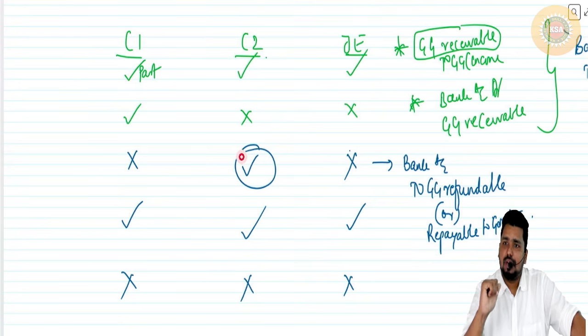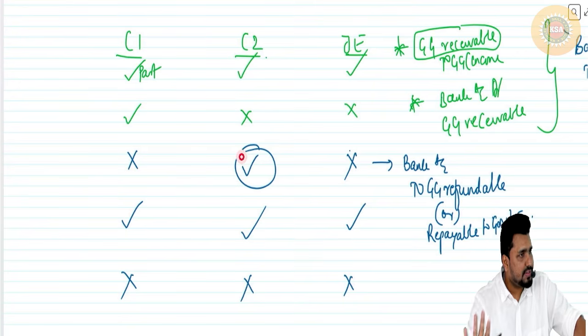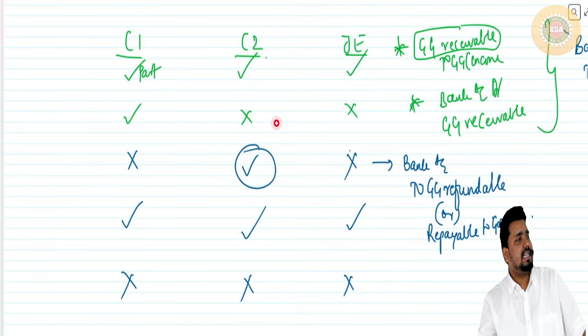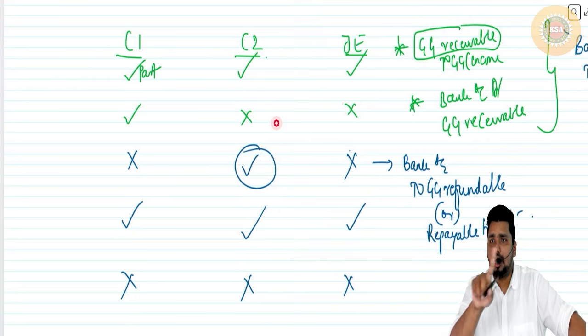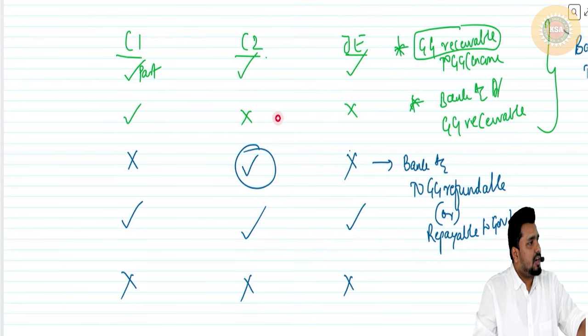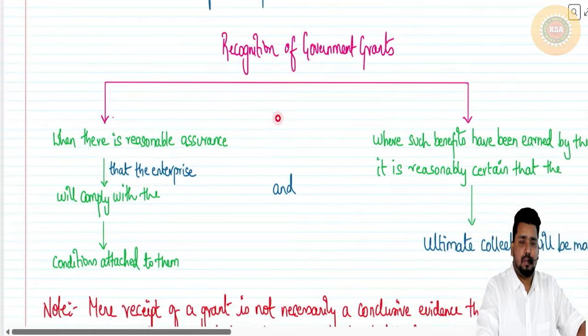Still, we have to check the condition. First condition, whether you are able to satisfy the conditions in future. Clear or not clear? Sir, I have received. Is mere receipt of government grant treated as income, or should it not be treated as income? It should not be treated as income. It should satisfy what condition? The first condition. So, to recognize the government grant. Repeat, to recognize the government grant. How many conditions are there?